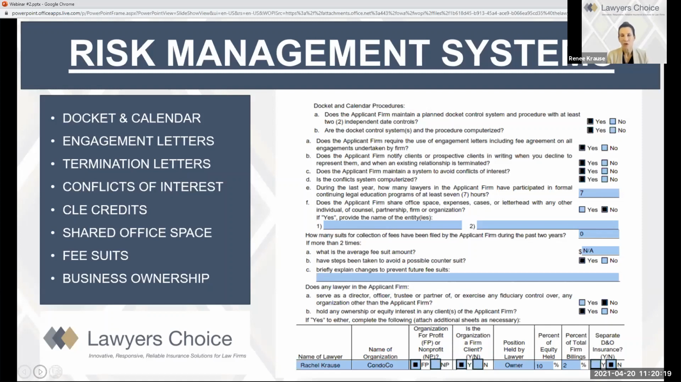Generally speaking, carriers don't want to see more than 3 suits for fees, i.e. 3 suits wherein you sue a client for non-payment of fees for services you have provided to them. They don't like to see more than 3. More than that is a concern in that it is indicative of maybe your billing system isn't being handled very well, or your client communication isn't well, or there's something that could lead to a claim. So they'll always ask about that.